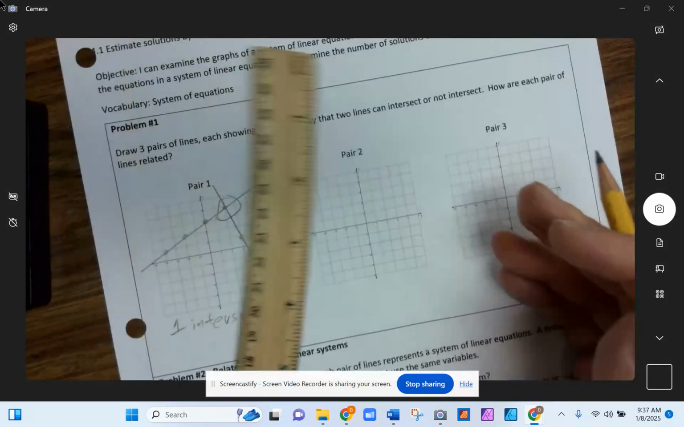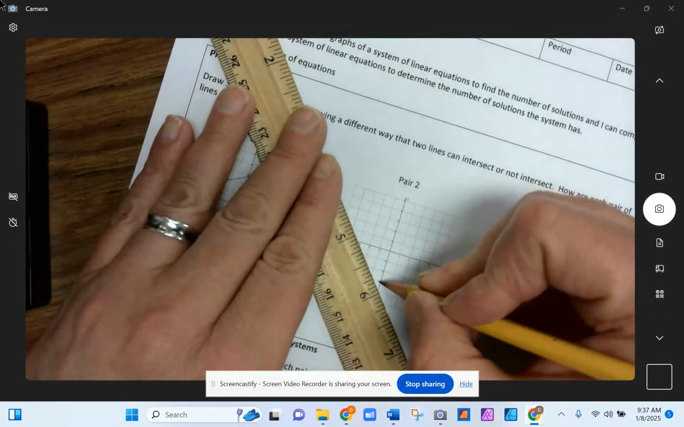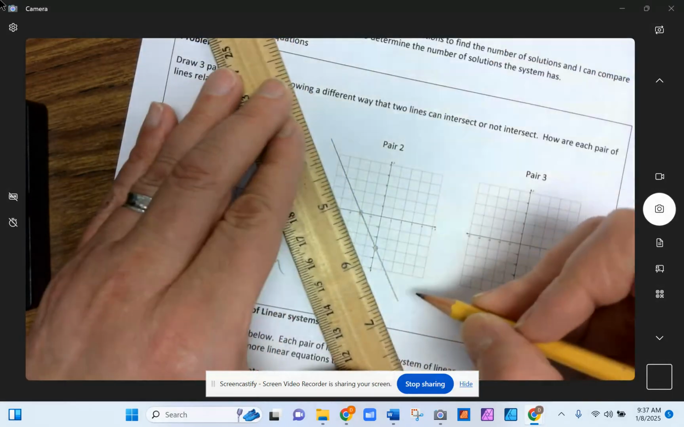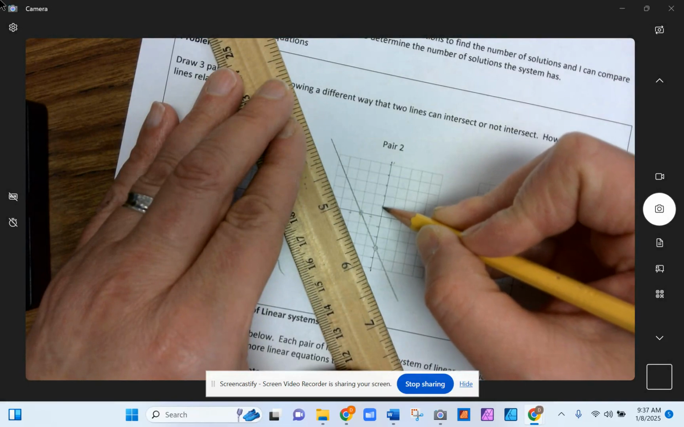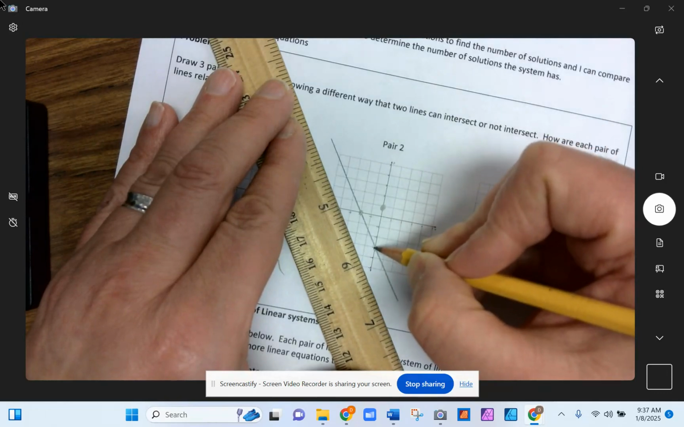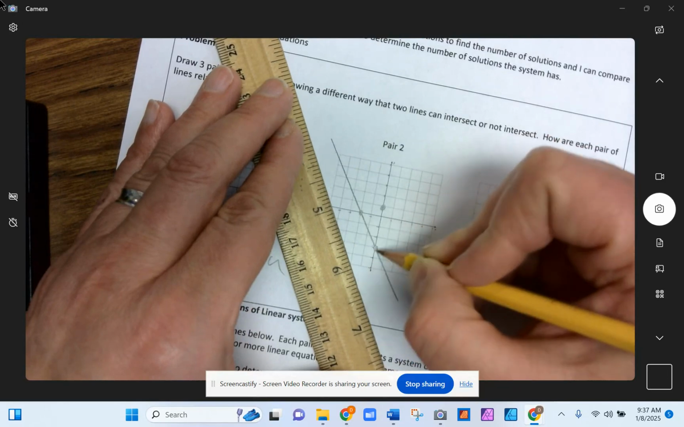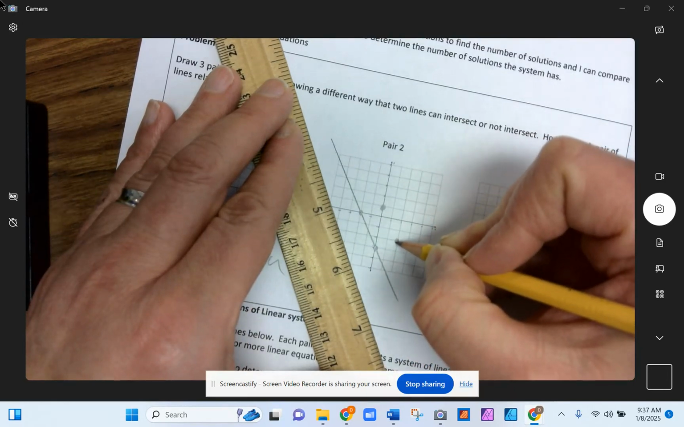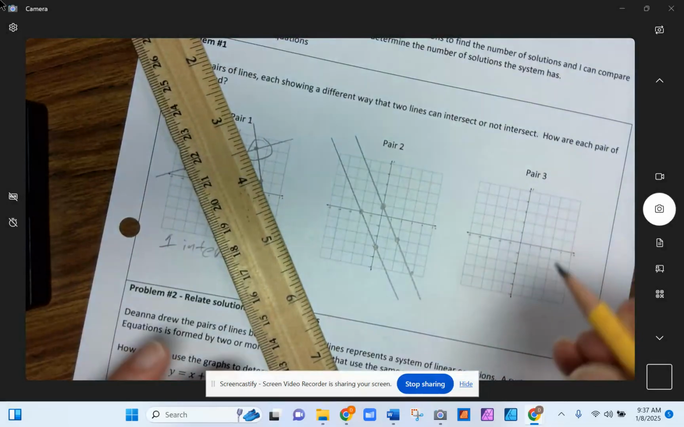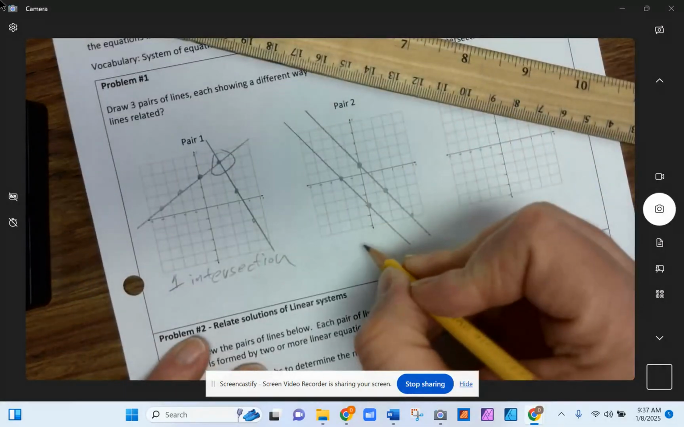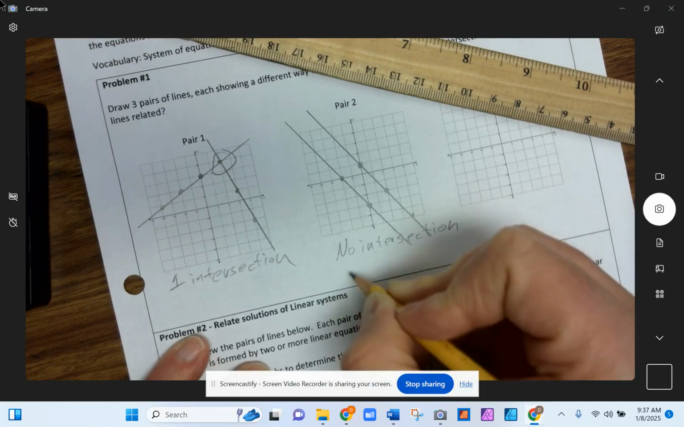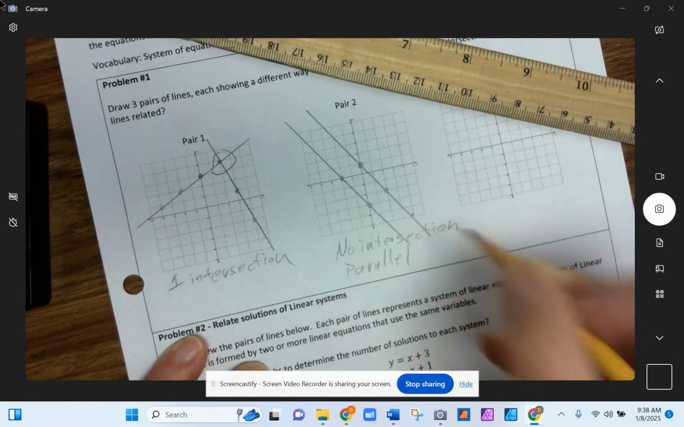Okay, pair 2, it doesn't really matter what I'm drawing here. I just want a couple lines on here. Let's do that right there. And then I'm going to have these not cross. So I'm going to have the y-intercept right here, and from here, down 3, right 2. So I have 2 lines here, but they're not intersecting, so there's no intersection, and we call this relationship parallel. So 2 parallel lines, so no intersection.